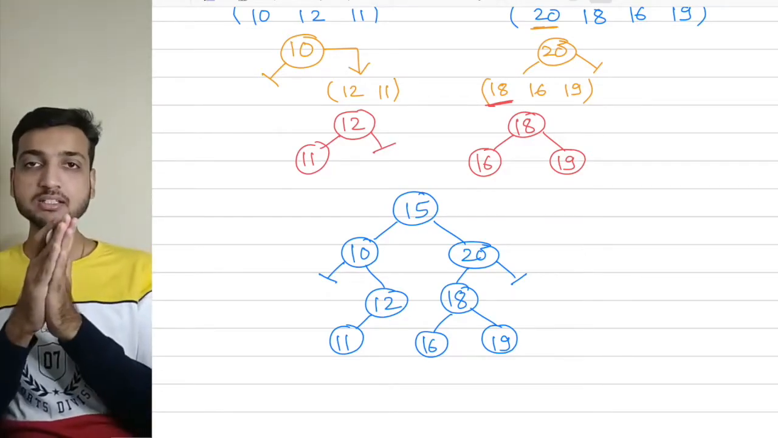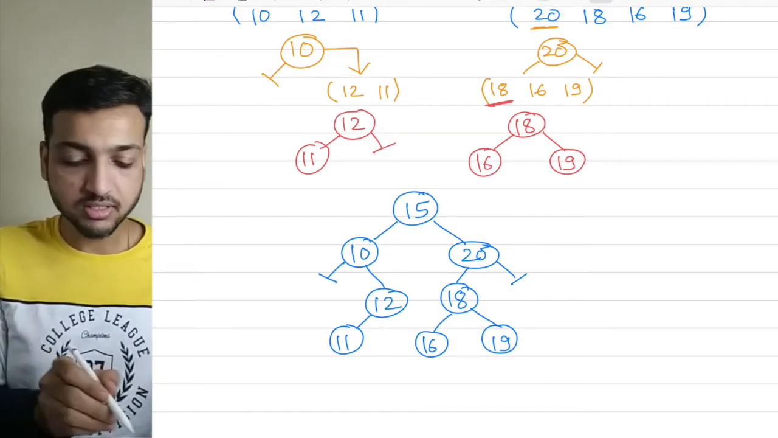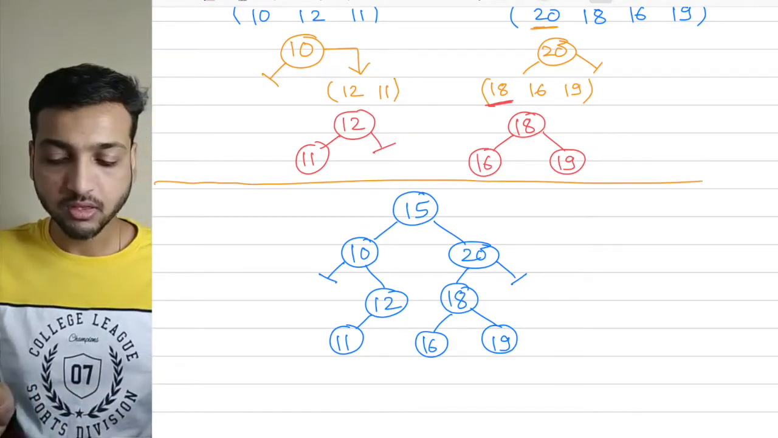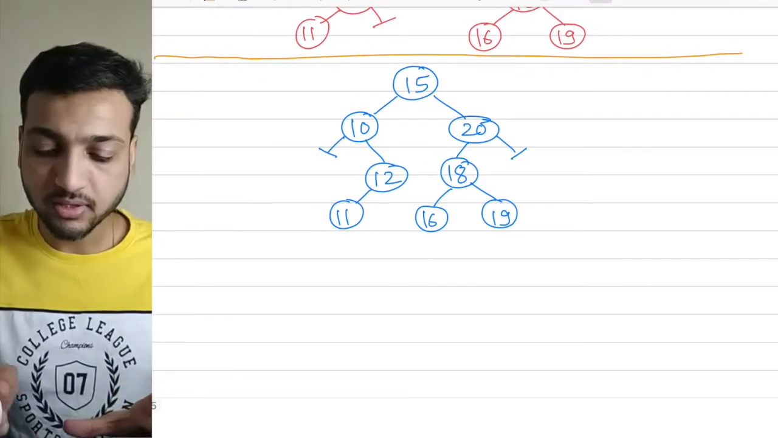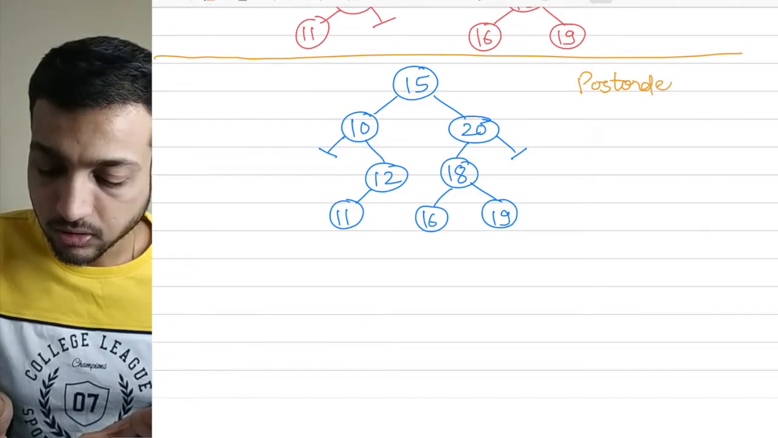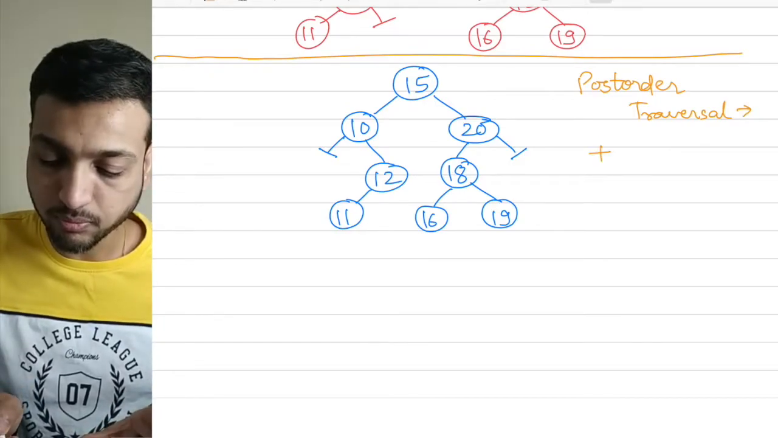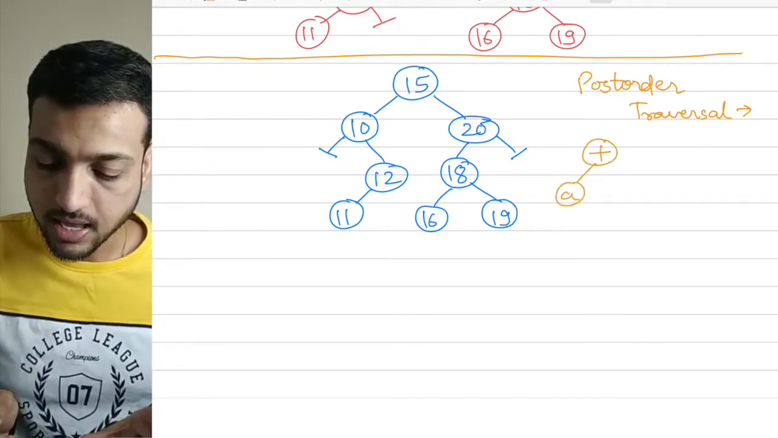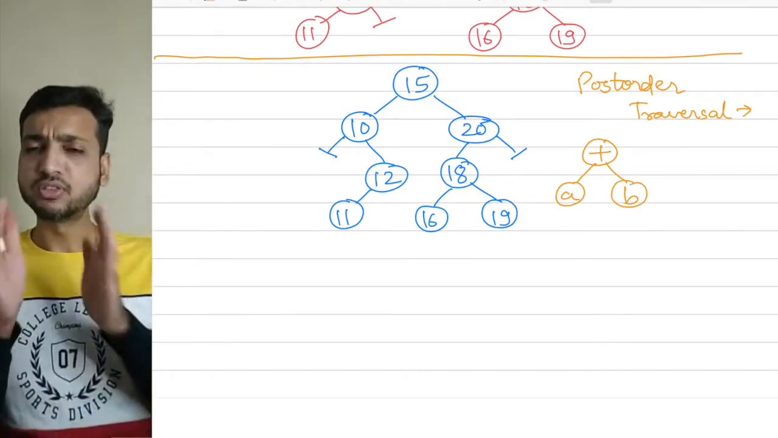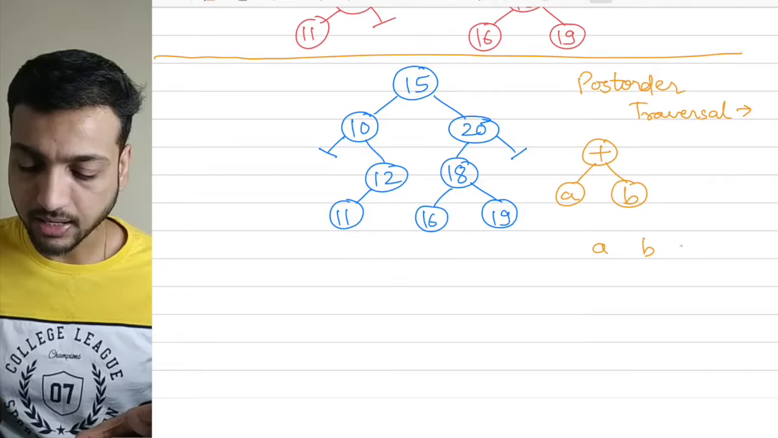Now the question had asked to find its post-order traversal. So let's see what post-order traversal is first. Let me draw a line here. Okay, so let's quickly see what post-order traversal is. So let's again consider a simple binary search tree as we had seen before, plus A and B. Okay, for this binary tree, the post-order traversal is going to be A, B and plus.